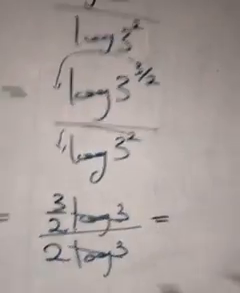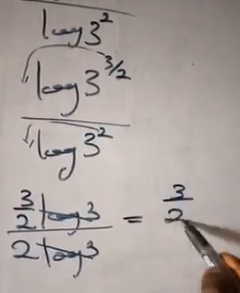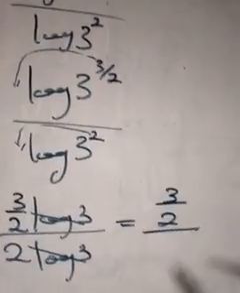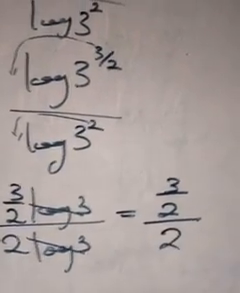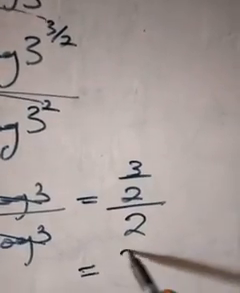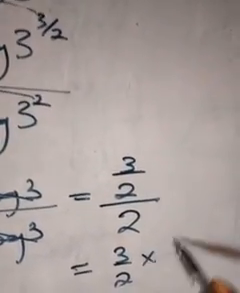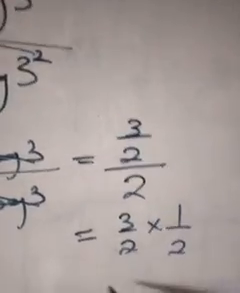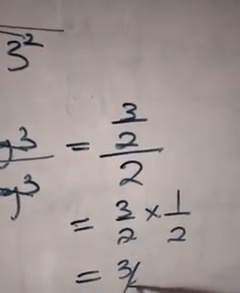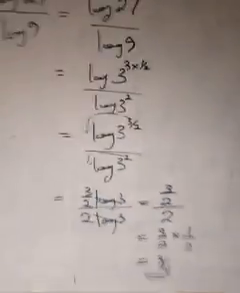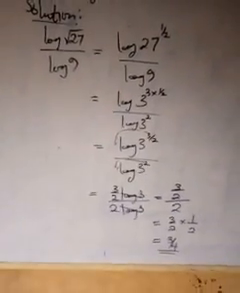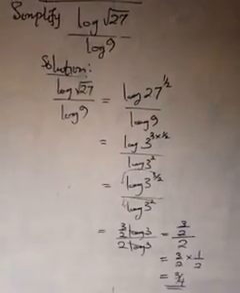So we are left with 3 over 2 divided by 2. In this situation, since the numerator is a fraction, that will be 3 over 2 times 1 over 2. So our answer is going to be 3 over 4. This is how we simplify the logarithm in this form.